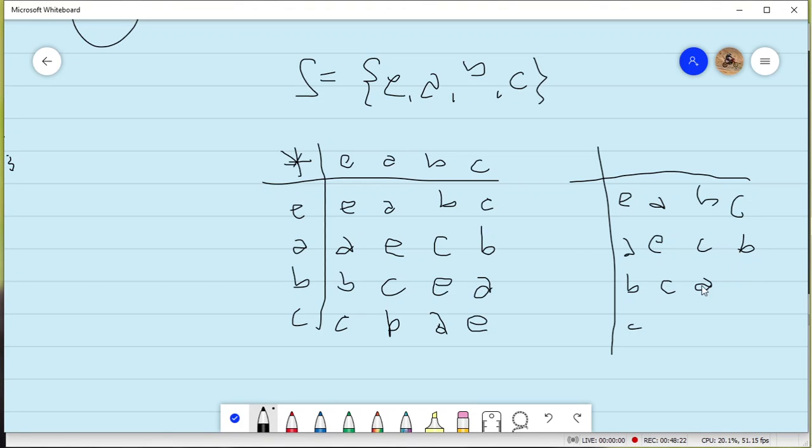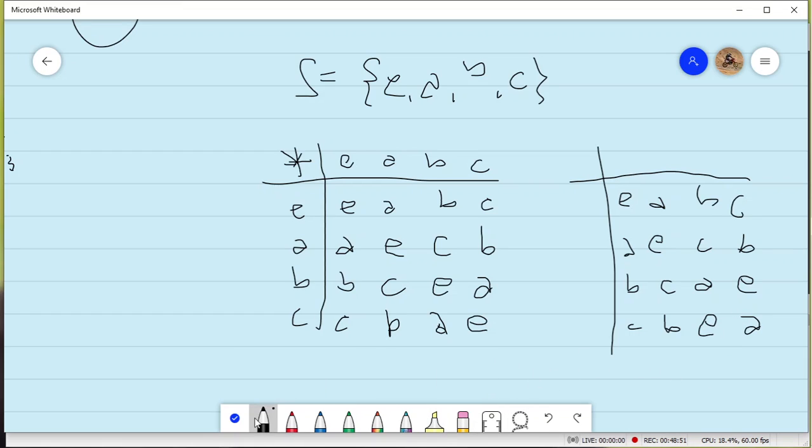CB. If we put A here, that would leave the space for E. So this should be B. This would be E. And this would be A. Okay? Still, all rows contain all four elements. Each column also contains all four elements.